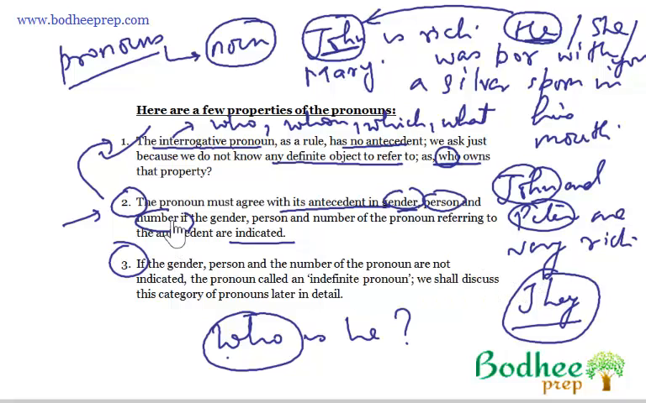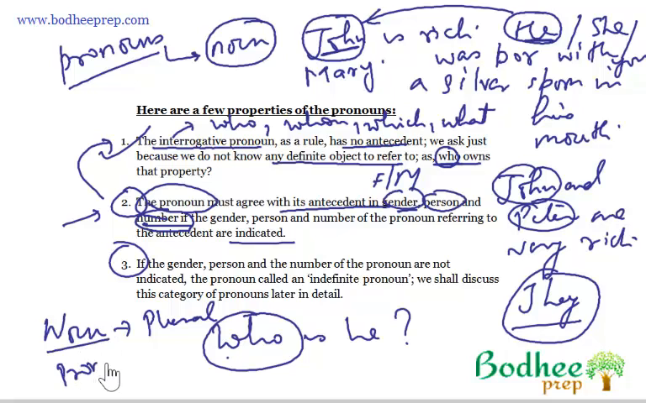So what we have seen here, the pronoun must agree with its antecedent, that is the noun, in gender. So it's feminine gender or masculine gender, male or female, and then person, first person, second person, third person, and also with number in the sense that whether it is singular or plural. So if the noun to which the pronoun refers is plural, then the pronoun replacing that noun also has to be plural. In the example here, we saw that John and Peter are very rich, and the pronoun that replaces John and Peter must also be plural. Why? Because John and Peter together form a plural or a compound subject, right?